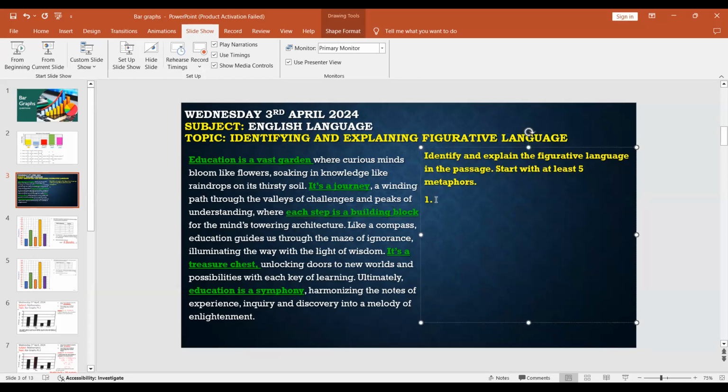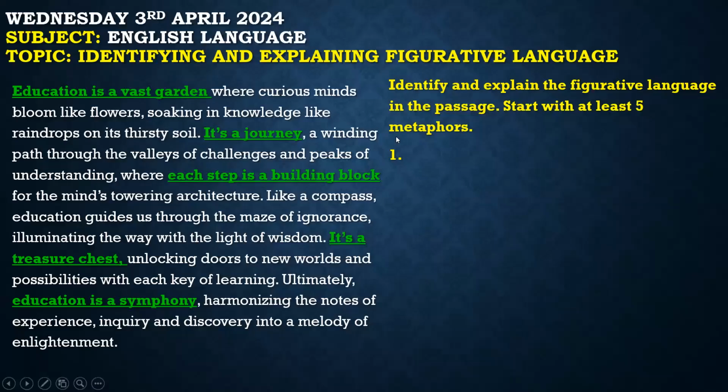Let's start off with them. Do we have any other figurative language besides the metaphors? Yes, similes. Where do you see the similes? Curious minds bloom like flowers. Very good. What else? Soaking in knowledge like raindrops. That's a simile. Anyone else see anything? Like a compass, education guides us through the maze of ignorance. Yeah.